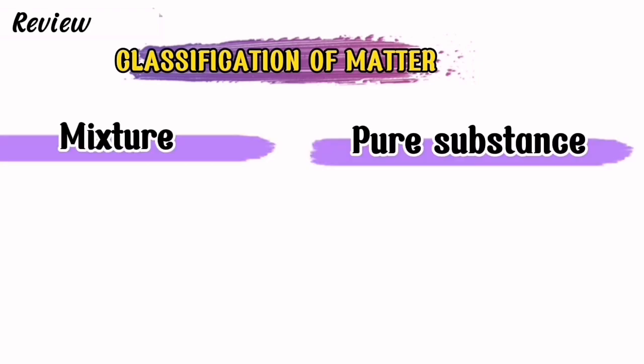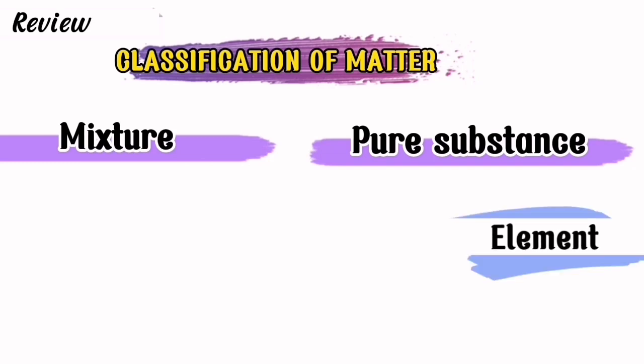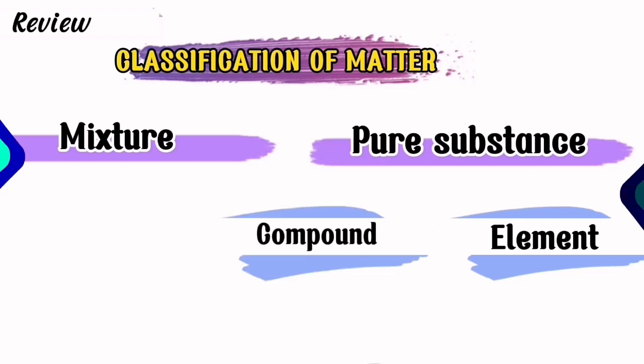In your grade 7 lesson, we discussed matter and its classification. There are two classifications of matter: pure substance and mixture. Pure substance can be classified into element and compound.